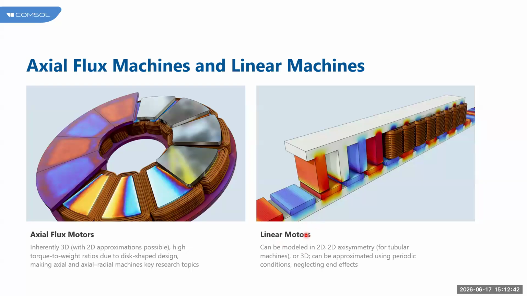So linear motors are another category, which are used in semiconductor equipment or factory automation systems. These kinds of motors can be modeled in 2D, taking periodic boundary conditions to approximate a very long motor without modeling its full length. So you can model only a unit section, and you can use periodic boundary conditions to approximate a long motor.